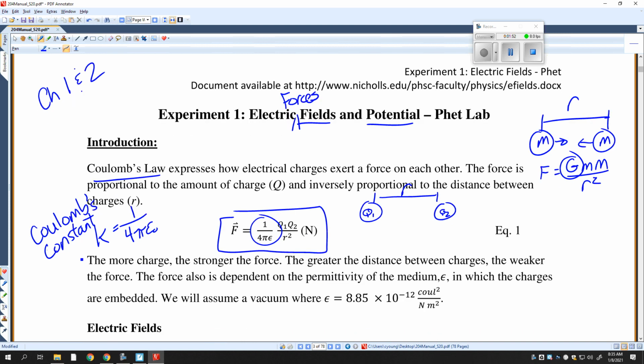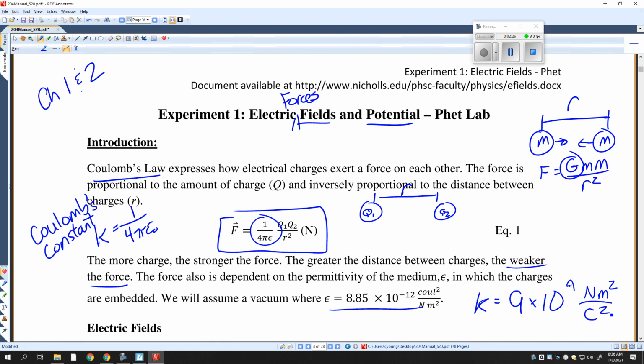If you have more charge, you'll have a stronger force, and then just as we saw with the gravitational force, if I separate them, then that force will become weaker. And then the force is also dependent upon the permittivity of the medium, which is given by this 8.85 times 10 to the minus 12. Now, we'll see that k is equal to 9 times 10 to the 9th. Although you don't need that right now, we'll see that later. The units for k would be Newton meter squared per Coulomb squared.